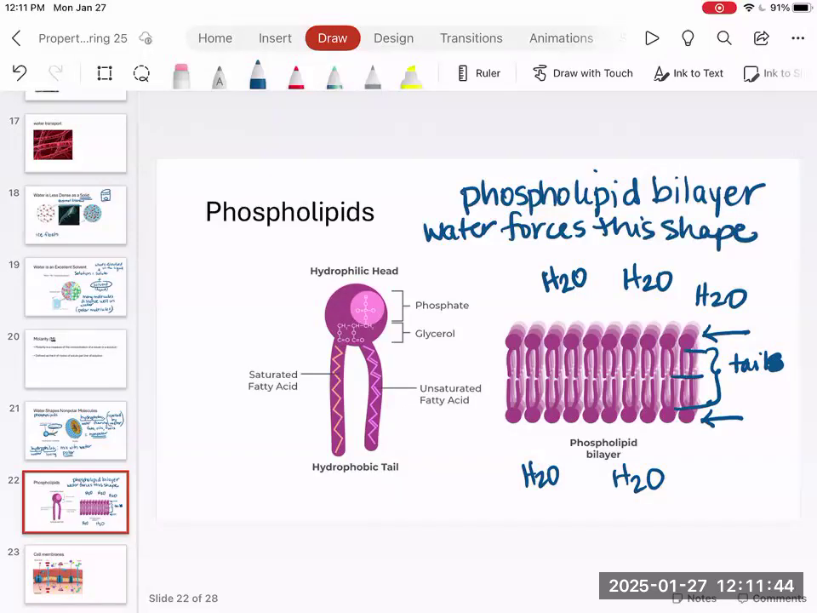That's really significant because cell membranes are made primarily of a phospholipid bilayer. That includes the plasma membrane that surrounds your cells. It includes all of the membranous structures within your cells. And we'll learn a lot about those when we talk about the cell.